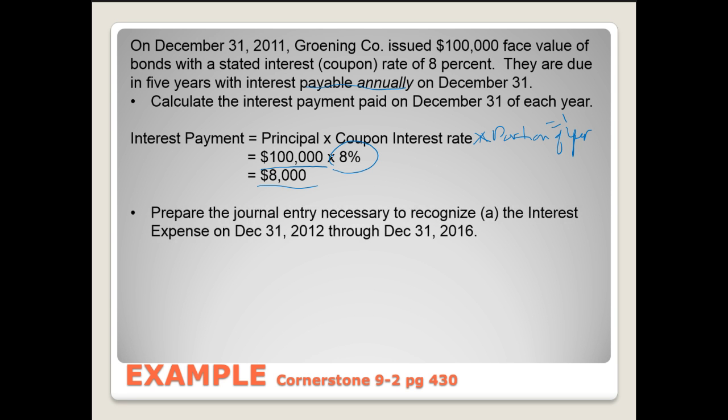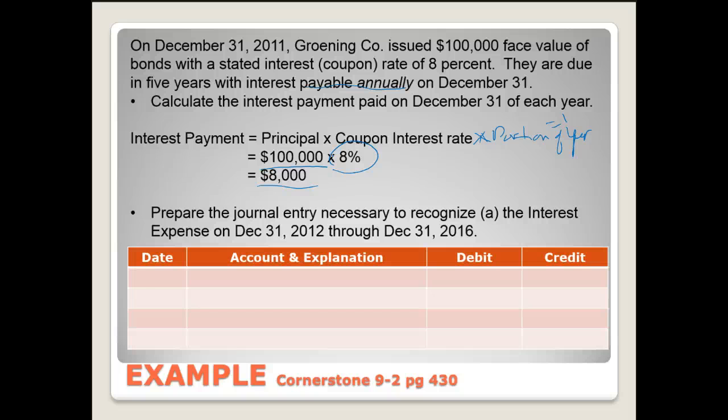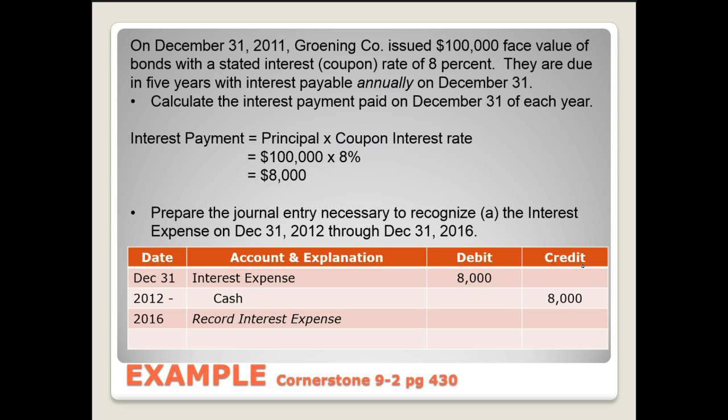So for the years 2012 through 2016, what would the journal entry look like for those annual interest payments? Well, we know that every year for those 5 years on December 31st, the company will record the interest expense, which is going to be a debit of $8,000, and you know that the company is going to have to pay cash, which will be a credit of $8,000. And this will be for every single year, 2012 through 2016 on December 31st.